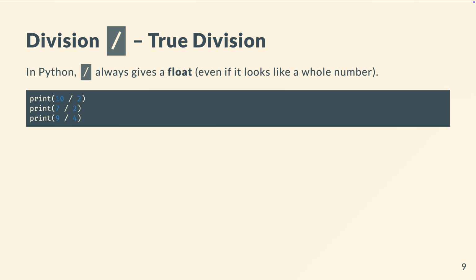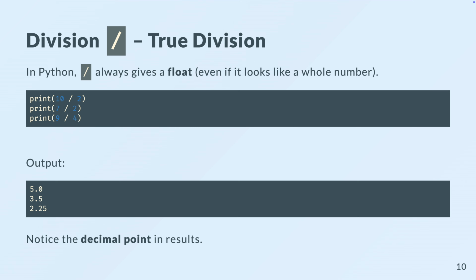Now, division with a single slash. In Python, single slash division always gives a float. That means the answer will have a decimal point, even when it looks like a whole number. Let's predict the outputs for 10 divided by 2, 7 divided by 2, and 9 divided by 4. Here is what Python prints. 10 divided by 2 is 5.0. 7 divided by 2 is 3.5. 9 divided by 4 is 2.25. Notice the decimal point every time.